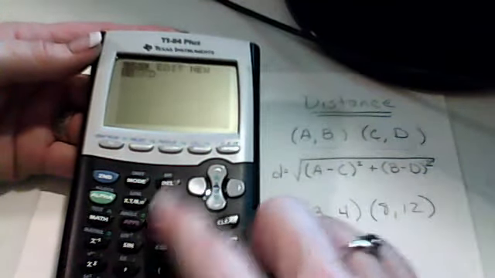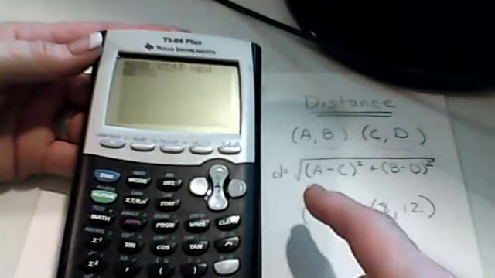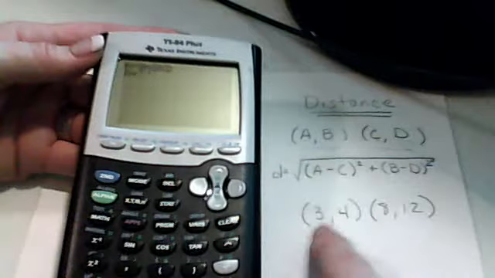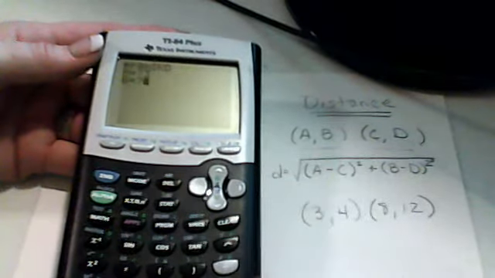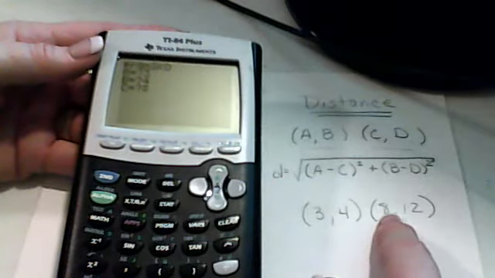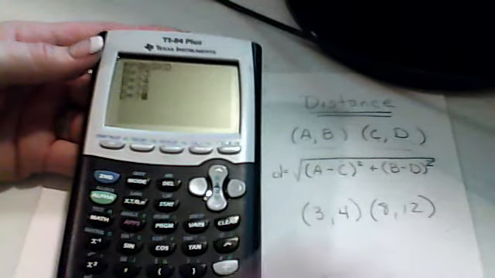I'm going to hit Program, and this time instead of New, I'm going to execute my program, so I'm going to hit enter. And then it puts the program name up here, and I hit enter so that it asks me a question. Now it's prompting me for my A value. Now my A value is 3, enter. My B value is 4, enter. My C value is 8, enter. And my D value is 12.